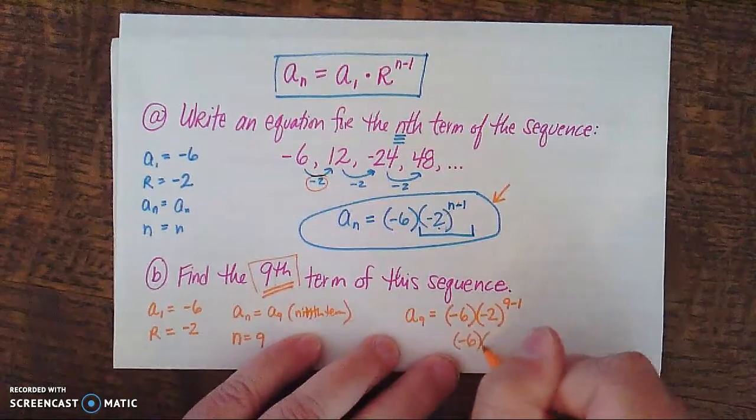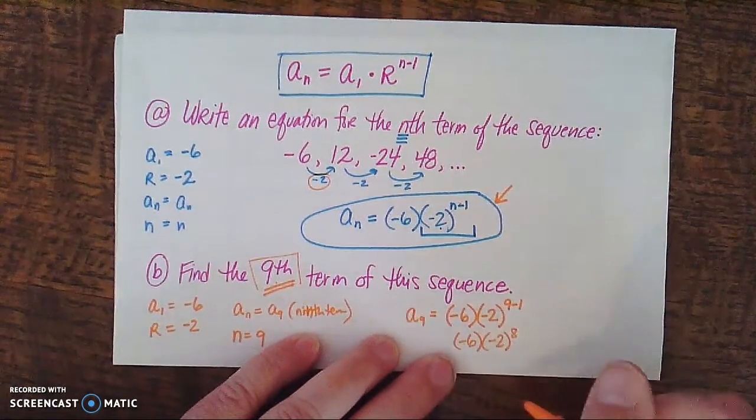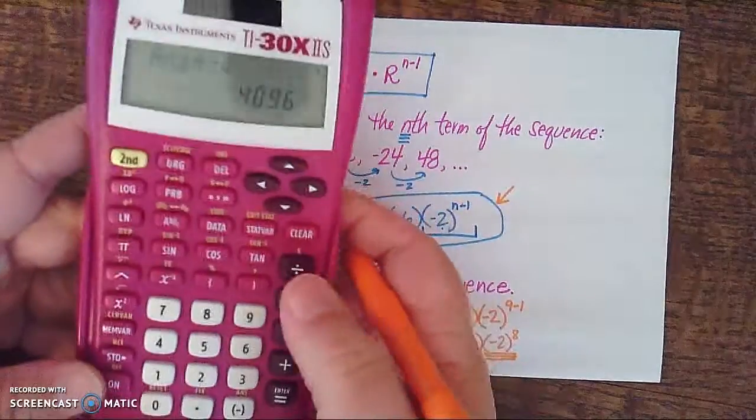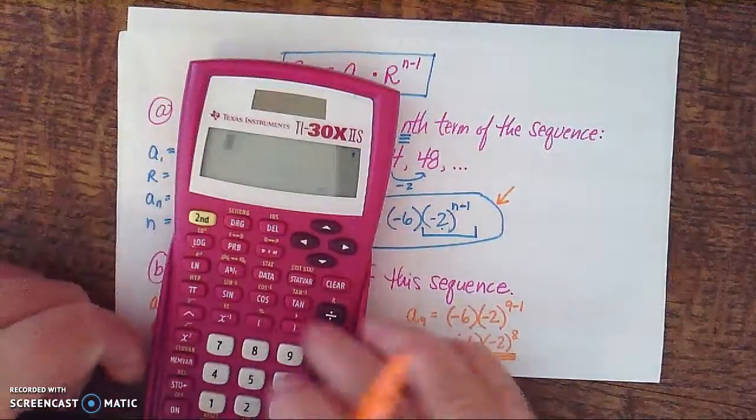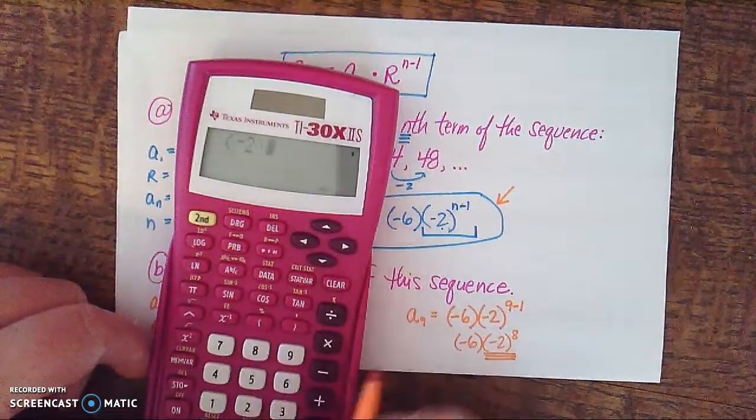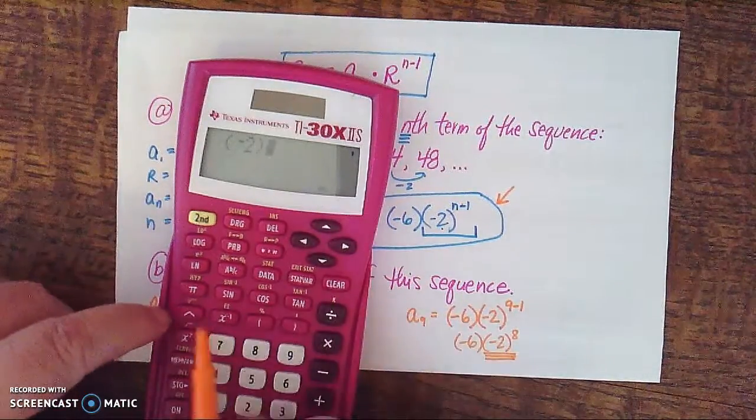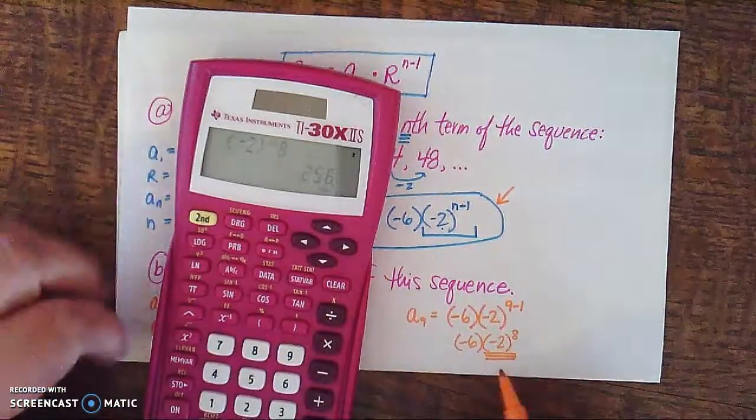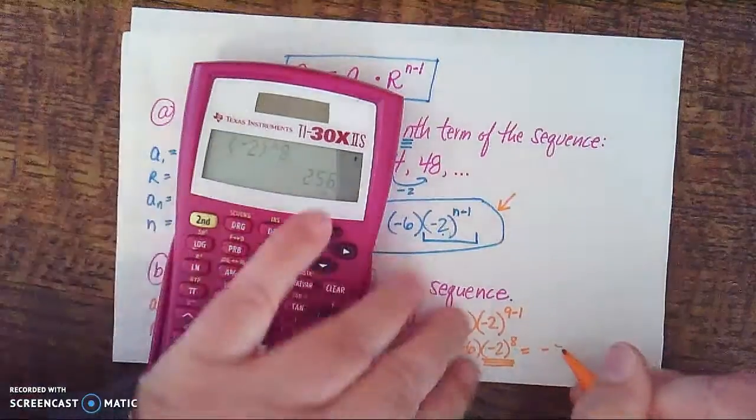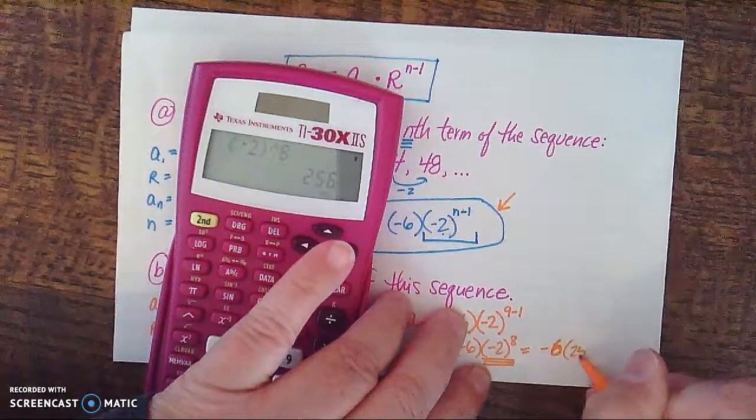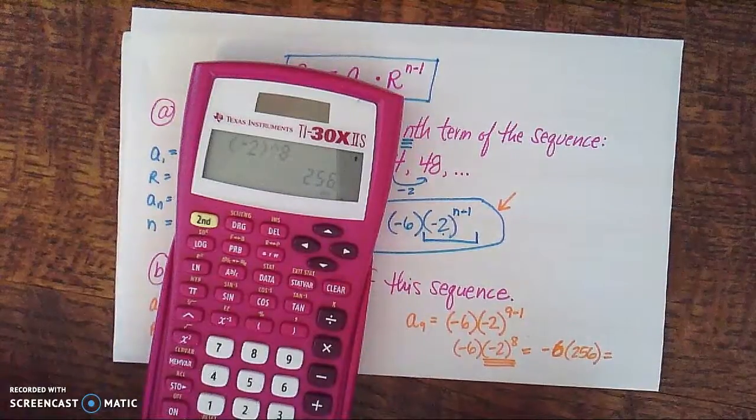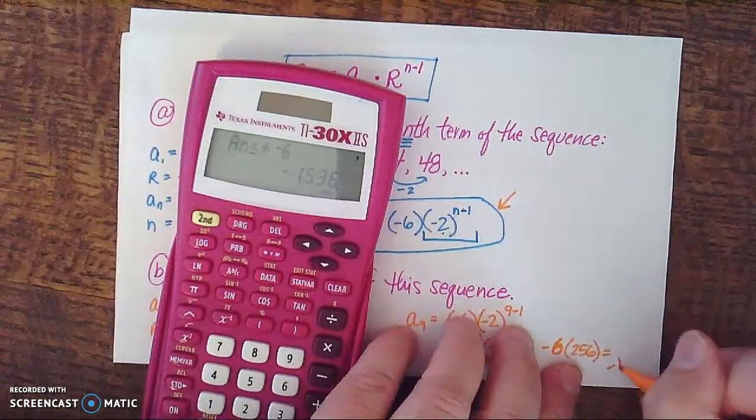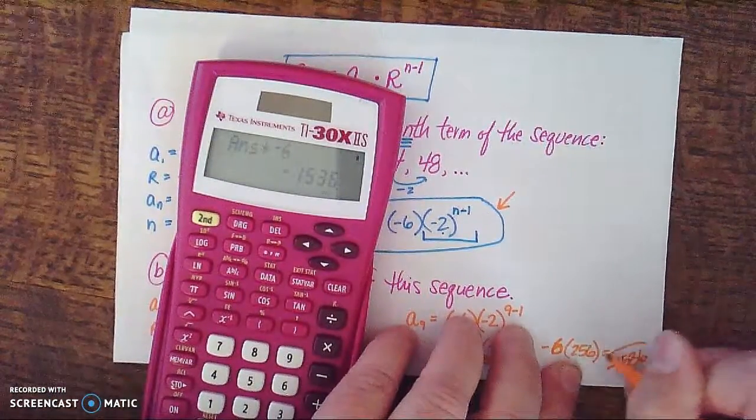So -6 times -2 to the 8th power. Remember, we only take the -2 to the 8th power. So if I'm using my calculator again, I put -2 in parentheses, and then I'm going to use this caret key right here to the 8th power, which gives me 256. So this is -6 times 256. And I can go ahead and multiply that by -6 to get my answer of -1536.